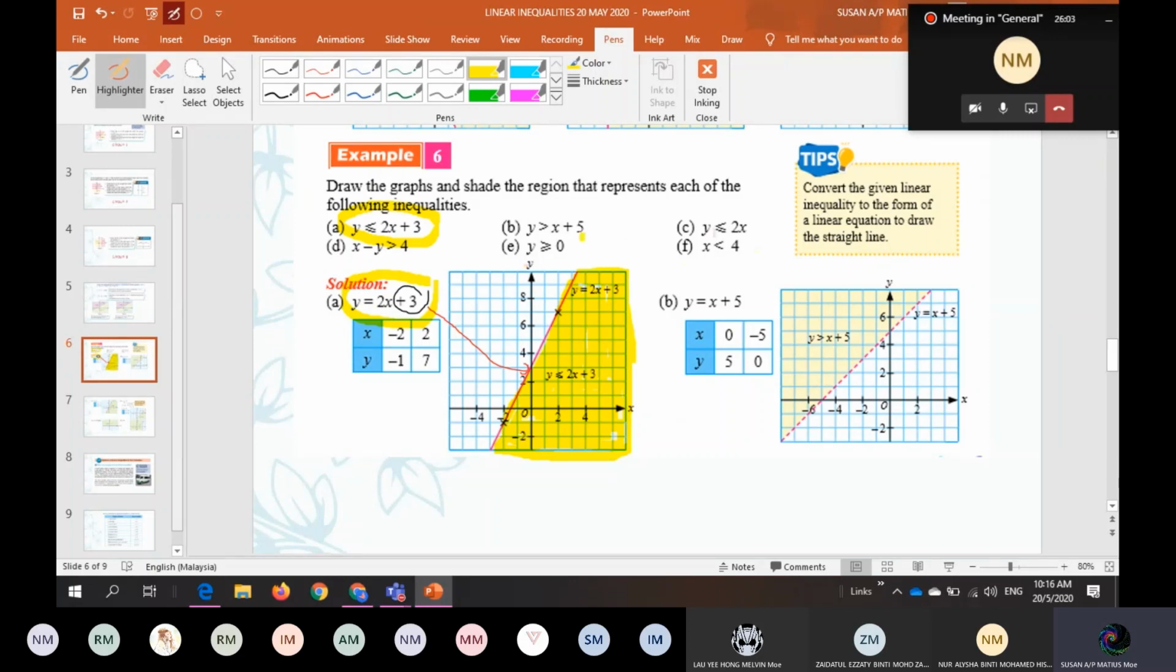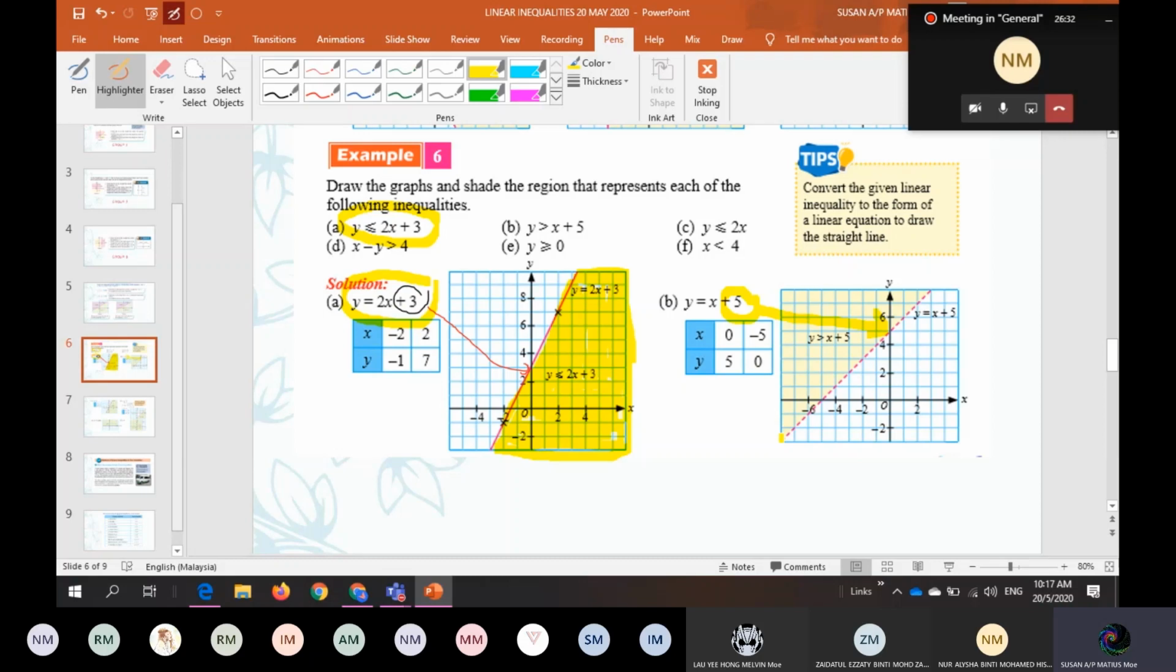Sorry. Okay, the same thing goes for this: y greater than x plus 5. You know the y-intercept is 5, so you already have 1 point. You just need another 2 points, so 0 and -5. It's just randomly any points, guys, because whatever points, if it's on the straight line, it will form a straight line for you. So this is y greater than x plus 5.